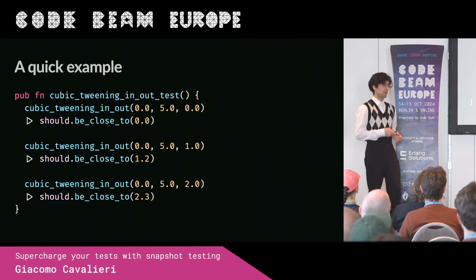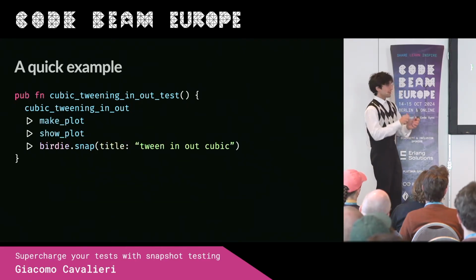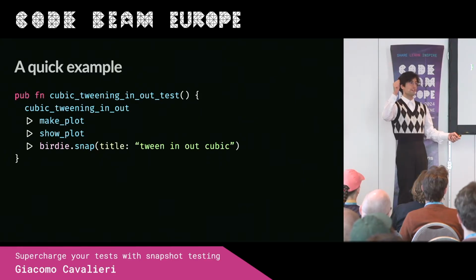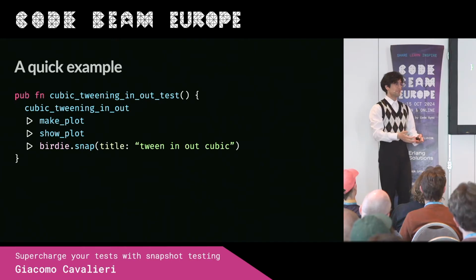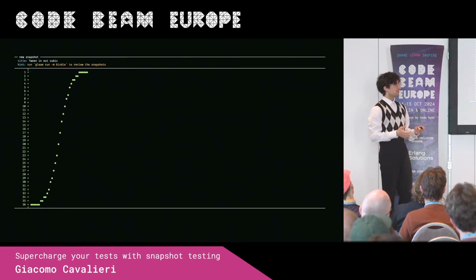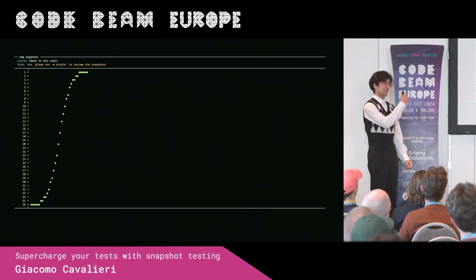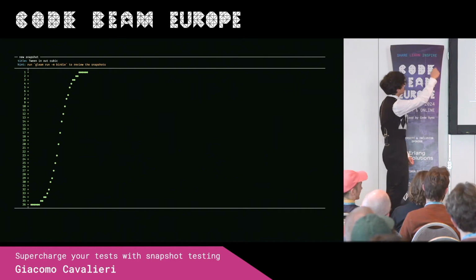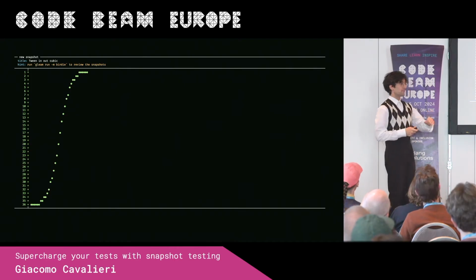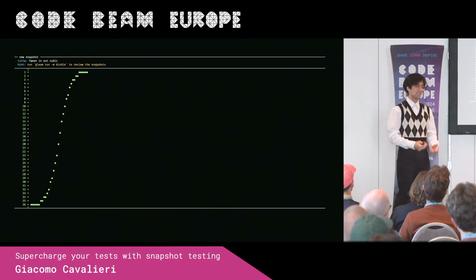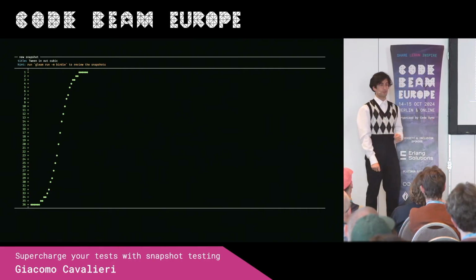What Haley came up with, and it really blew my mind, is instead she took that tweening function, that interpolation function, and produced a plot out of it, and then put that plot into a snapshot. And so now, just by looking at it, you can see that it is a cubic function that is in and is out. I think that is so cool, because we humans are really good at spotting patterns, you can just see that that is correct.